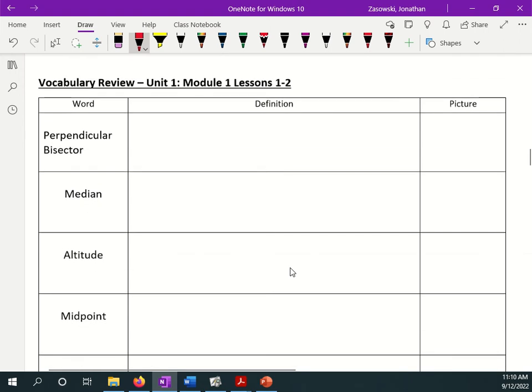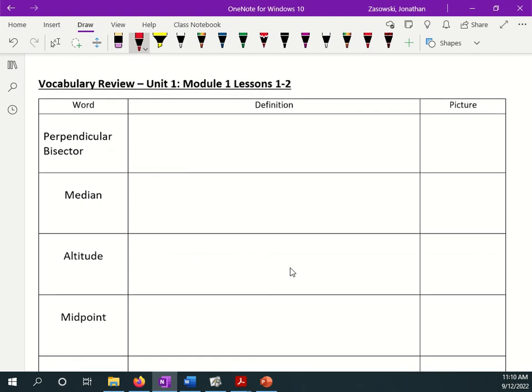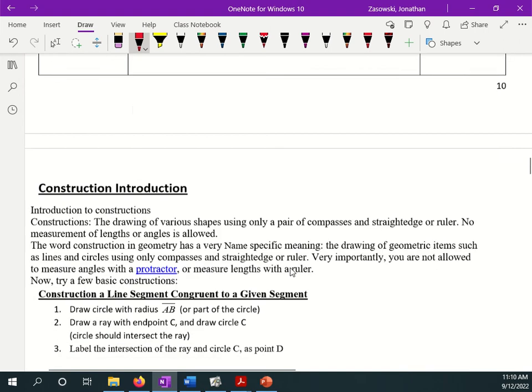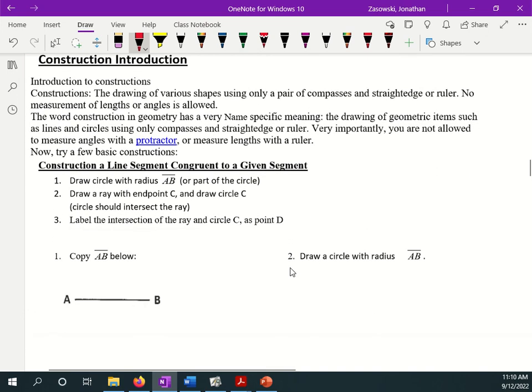We're going to skip these two. We're going to come back to it. For right now, page 10, because I don't want to be doing just vocab today.